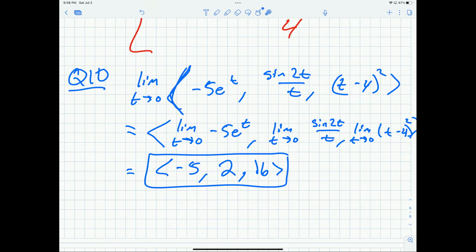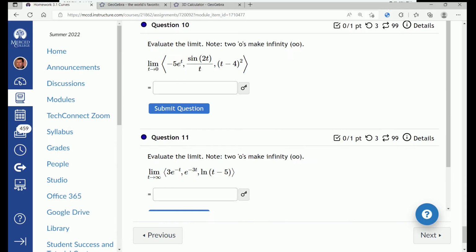Hopefully that's correct. Let's see. That's not what we want. That's what we want. Sorry, it just takes too many clicks to get back to where I am here. So enter a vector. We had -5, 2, 16. There's my vector.